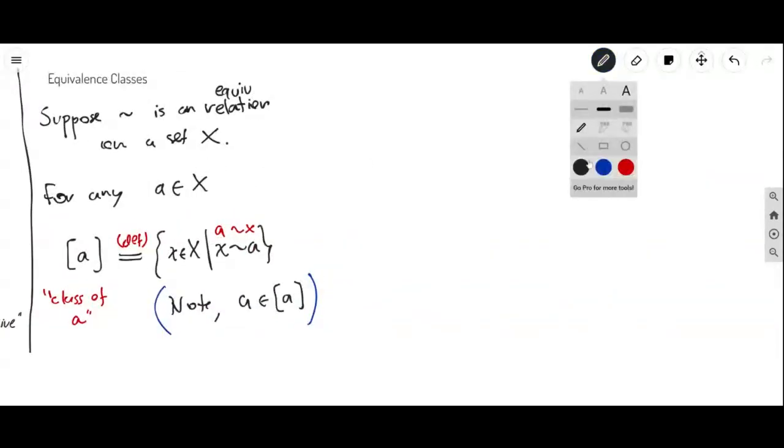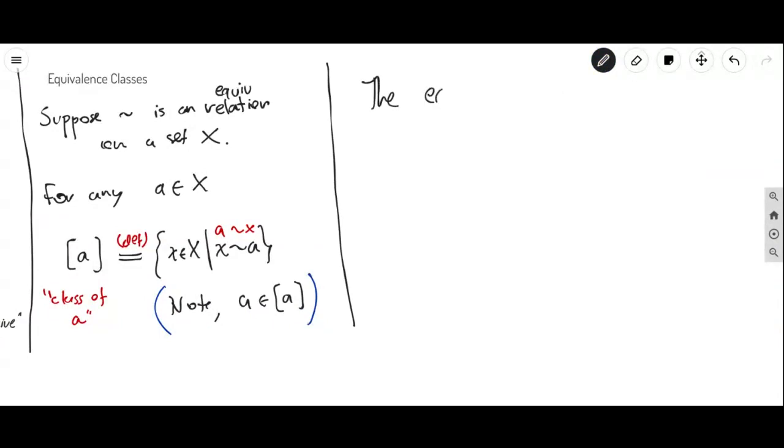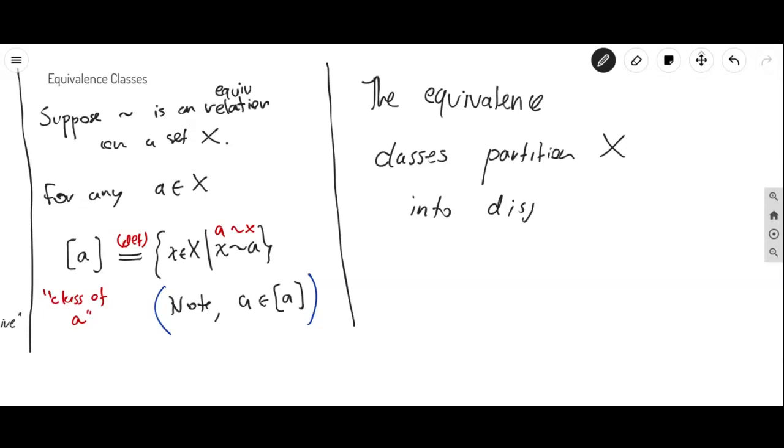And then the follow-up result is that the equivalence classes partition X into disjoint subsets. So if you find the classes, the equivalence classes, they have to partition your set into these disjoint subsets.